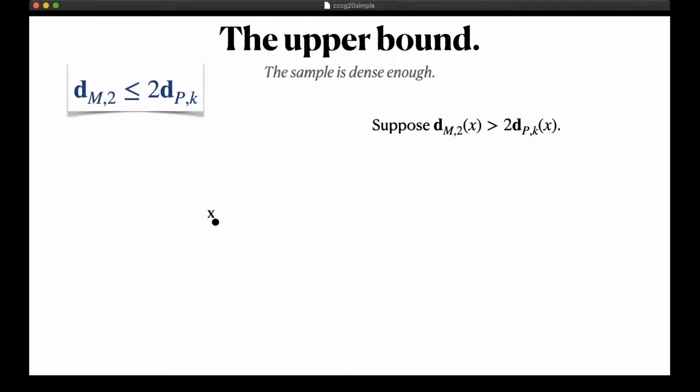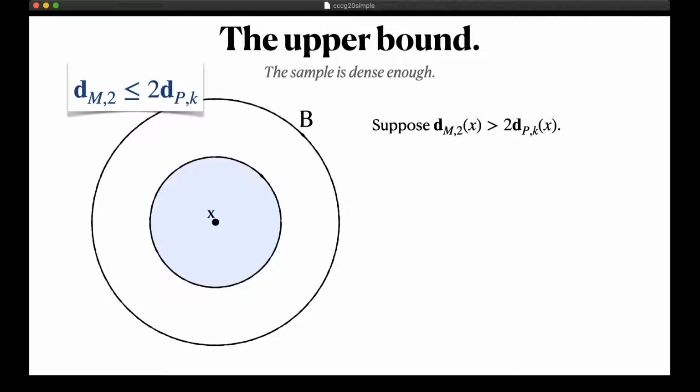For the upper bound, we're going to show that the sample is dense enough that we actually have enough points here, and that is the upper bound on d_m2. Let's start with any point x, and suppose that this is a counterexample, that d_m2 of x is more than 2 times d_pk of x after we've run the algorithm. So inside some ball around x, there are at least k points, and we have to go out twice as far to find a second point in M.